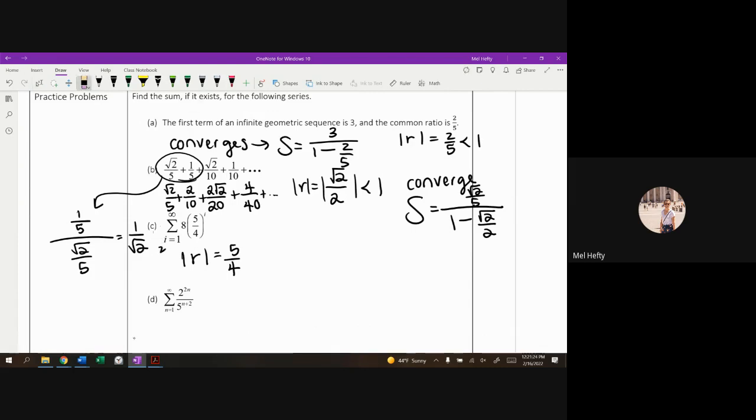What? Oh. Ratio 5/4. Why do I care? Ooh, it's greater than or equal to 1. So we diverge. So what's the sum? Yeah, there isn't one. So don't tell me a sum if it diverges.